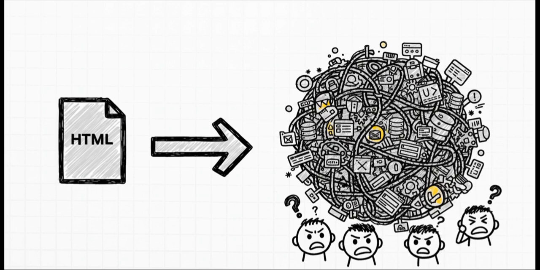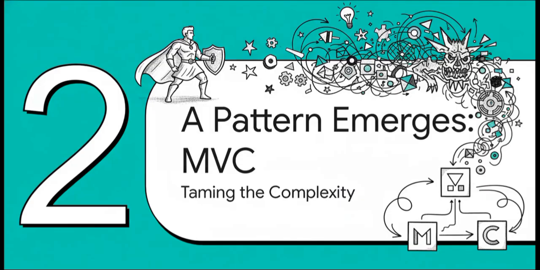And when you've got hundreds or even thousands of people working on it, it's not just messy, it's a recipe for disaster. It gets out of control fast. And that's where our hero, MVC, enters the picture. To tame this beast of complexity, developers needed a much smarter way to organize everything. And this brilliant pattern was the answer.